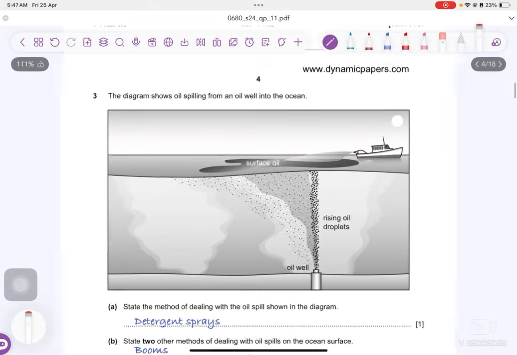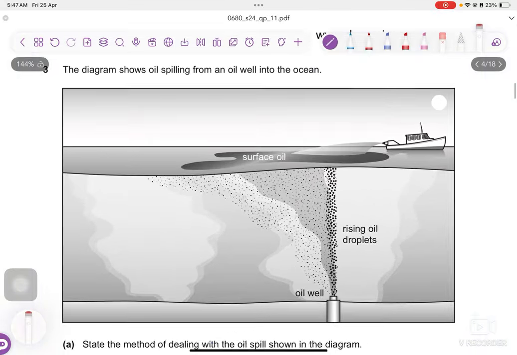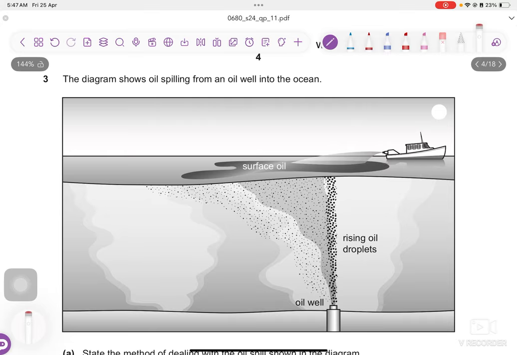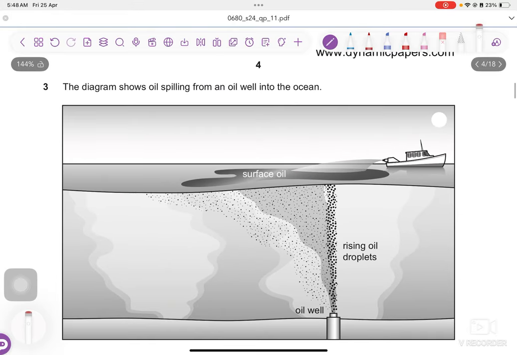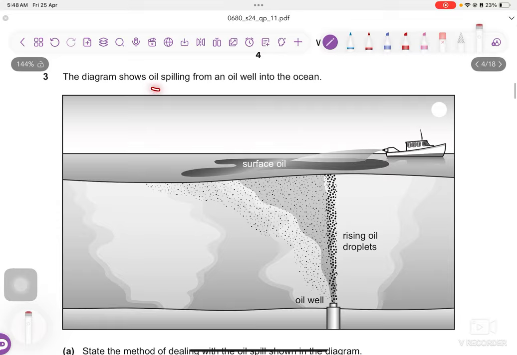Question number 3, again, we got a picture. So we're gonna zoom in, pause, take a look at the picture before reading any question or anything at all. We see a ship. That ship is throwing oil on the water surface, okay? And we also see a pipe. That's the oil well. And it's also releasing oil in the water. So the diagram shows oil spilling from an oil well into the ocean.